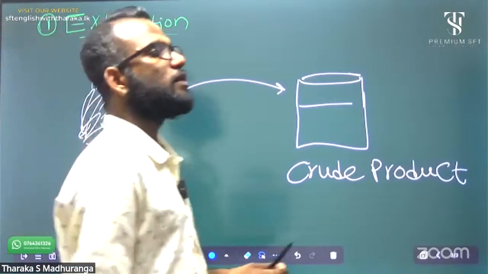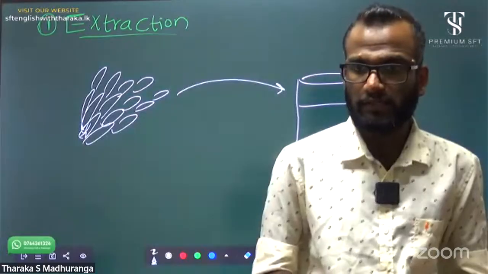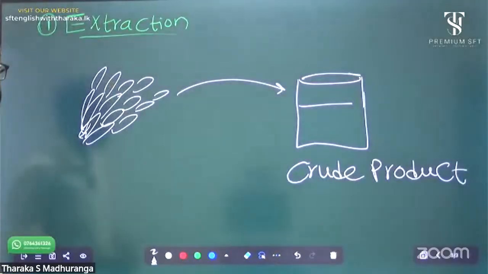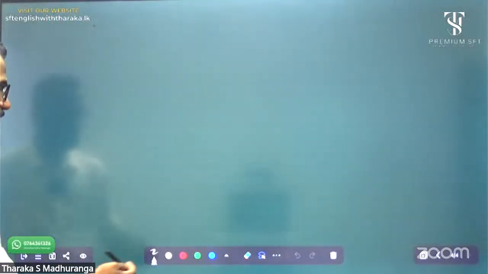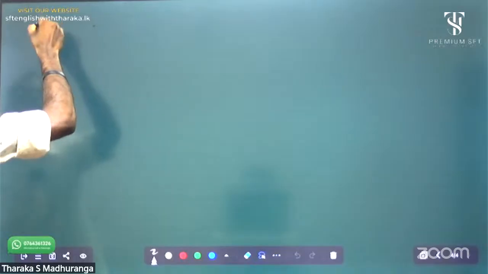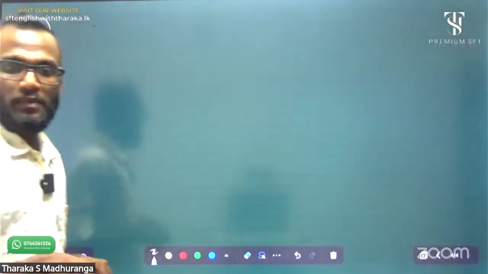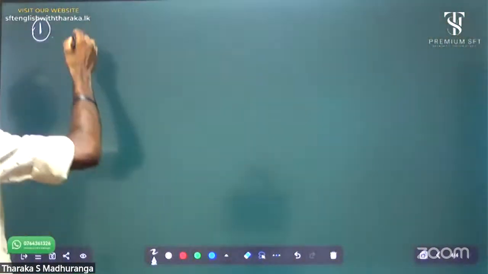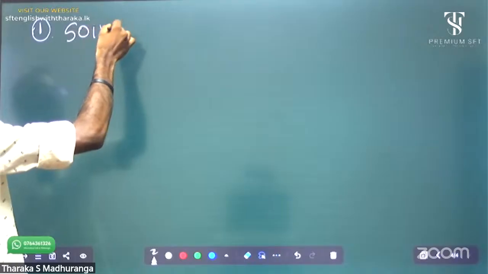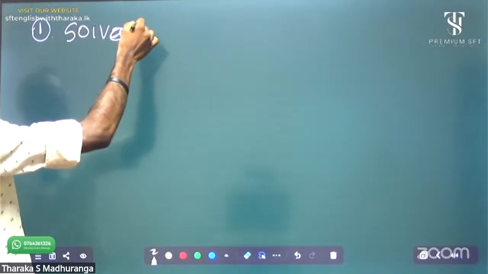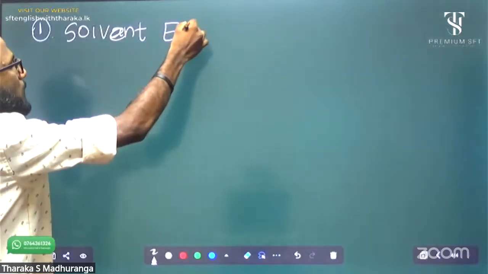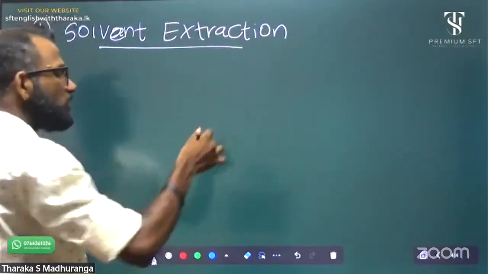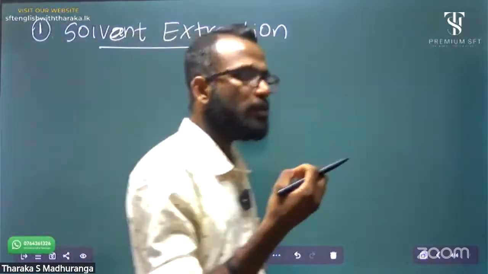Now we have three main types of extraction methods. What is our first method? Yeah, solvent extraction. What's the meaning of solvent extraction? Actually, solvent extraction is very simple. You already know solvent extraction.